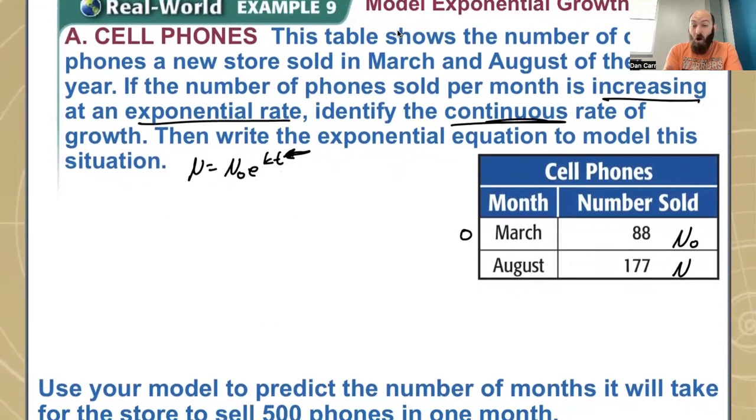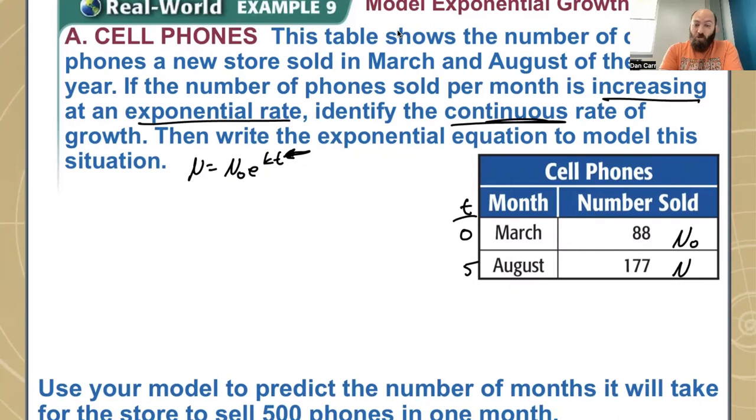So that's March and then August. So we got March and then April, May, June, July, August. So that would make it 0 and 5. So here I'm defining T as my months since March.